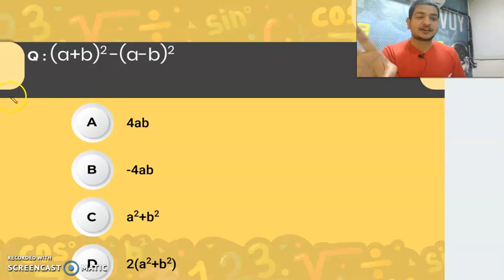(a plus b) whole square minus (a minus b) whole square is nothing but 4ab. And if we are writing (a plus b) whole square plus (a minus b) whole square, it is nothing but 2(a square plus b square). Get it? So let's start with the next question, which is frequently asked in CBSE.